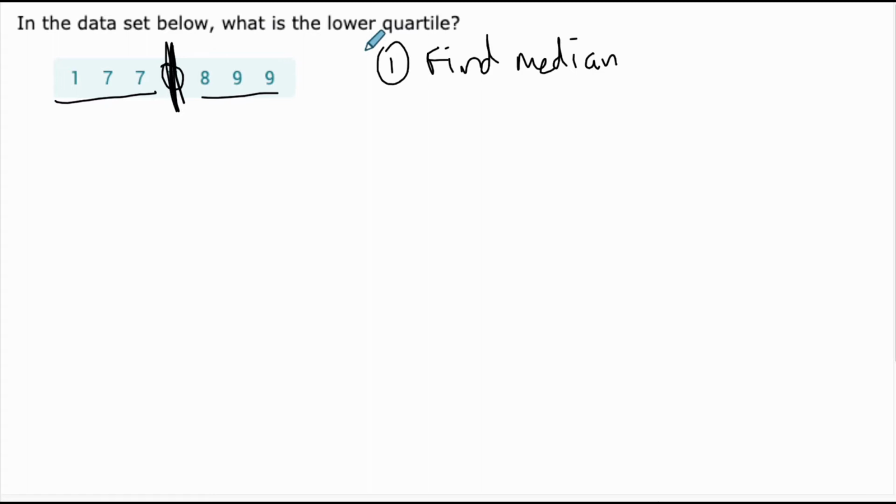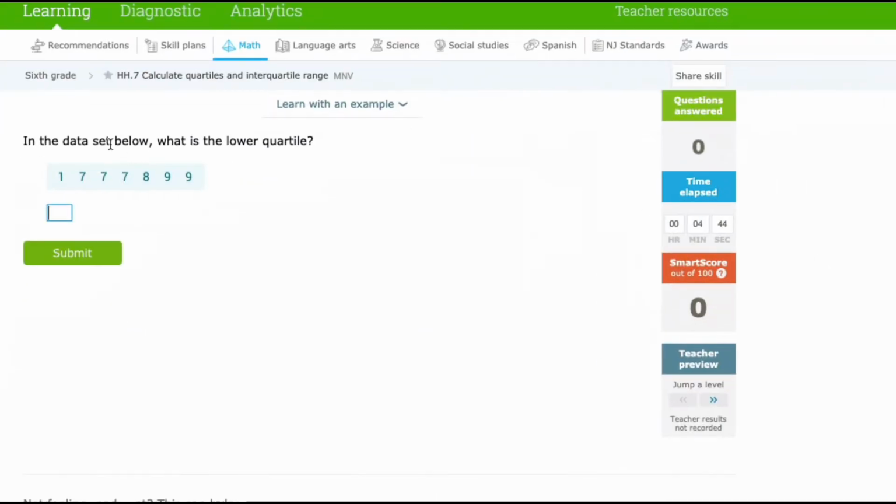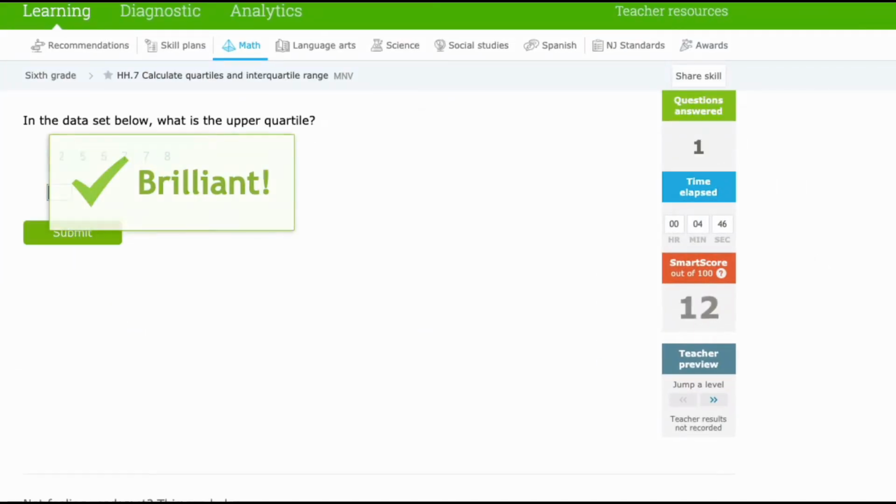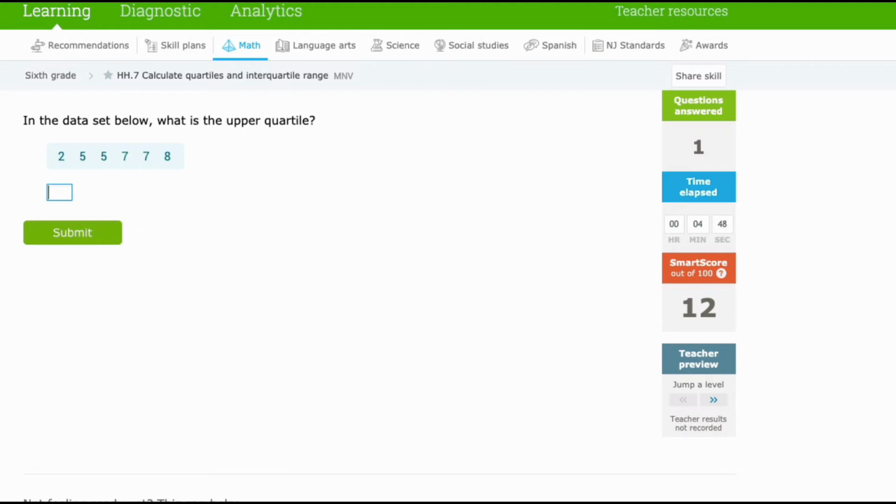And this question is saying, what is the lower quartile? AKA, what is the middle of the lower? Another word for this is Q2. Some people call it quartile 2. Either way, the lower quartile is the middle of the lower, and the lower portion, the middle, is this 7. So the answer to this first question that we've got would be 7. Woohoo, brilliant. The second question that's here says, in the data set below, what is the upper quartile?